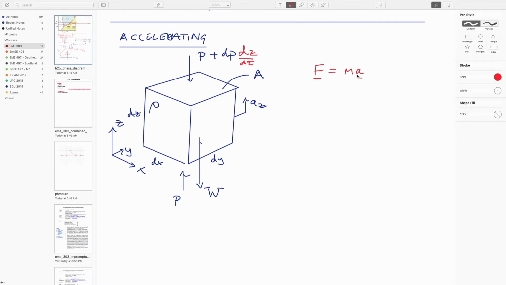Fx equals mass times acceleration x. Fy equals mass times acceleration y, etc. If we just take the z component, then it would be Fz is equal to mass times acceleration in the z direction. So let's attempt to write things out in that format.